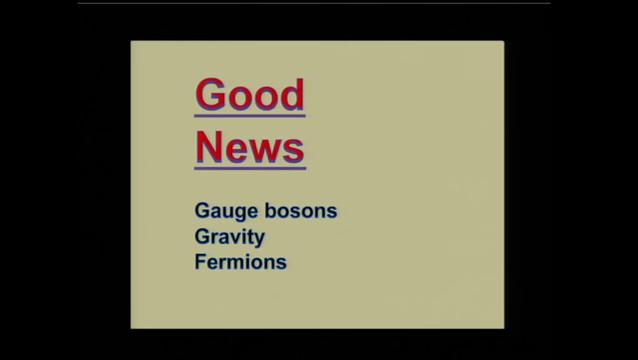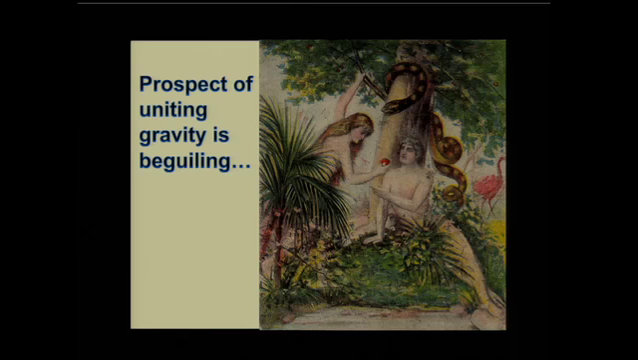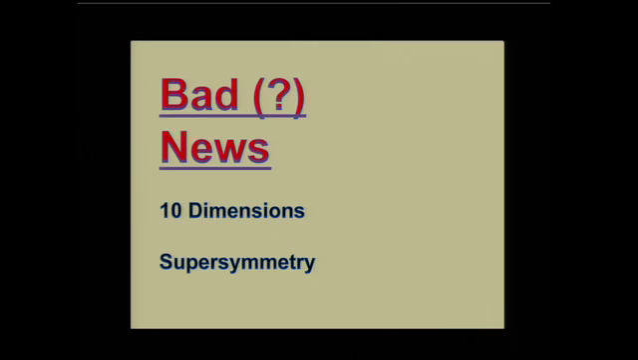So what's beguiling is Glenn said the standard model is problematic because we didn't know how to put gravity into it. Here we've got a situation where we start off with something that is just little bits of string, and gravity comes out automatically. So the good news is we've got gauge bosons, gravity, and fermions. The prospect of uniting gravity with everything else is beguiling. The bad news is we're stuck in 10 dimensions, and well, from my perspective, supersymmetry is bad. We haven't seen it at the LHC.